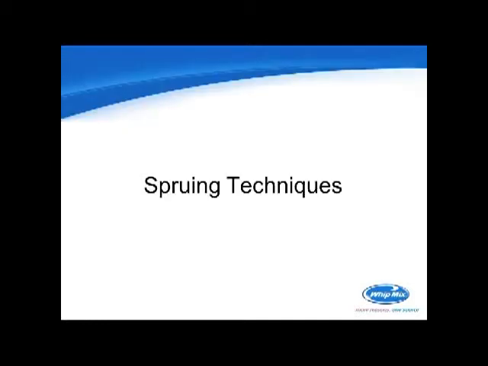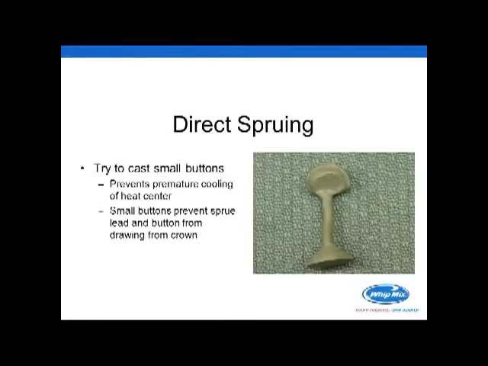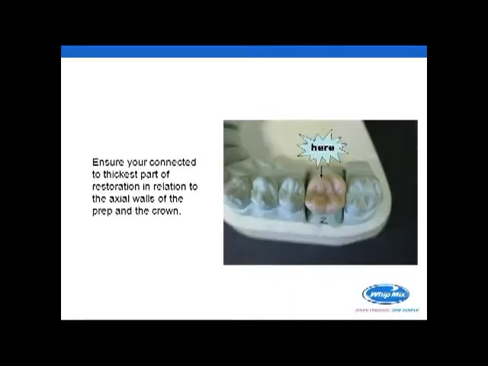All right, now let's talk a little bit about spruing techniques. First, there's direct spruing, and here's an example in the picture. You want to try to cast smaller buttons, and this will help prevent premature cooling of the heat center, or that center of mass, and it will also help prevent the sprue lead and the button from drawing metal back away from your crown, which gives us that porosity that we want to avoid. Make sure that you're connecting your sprue to the thickest portion of the restoration in relationship to those axial walls, and in this case, on this upper, you'll see that that would actually be on that mesiolingual cusp. This is the area that's the thickest.